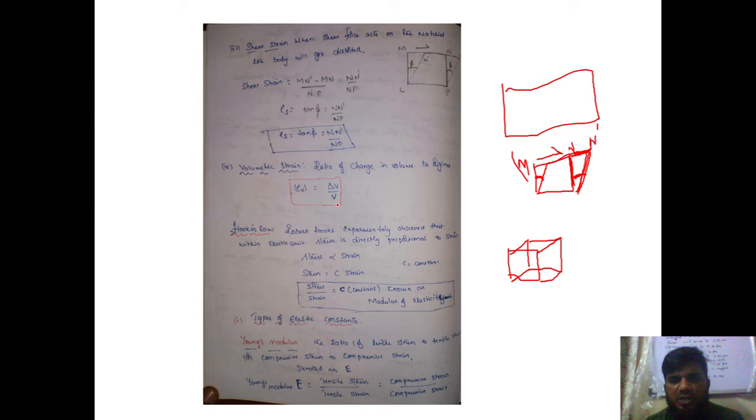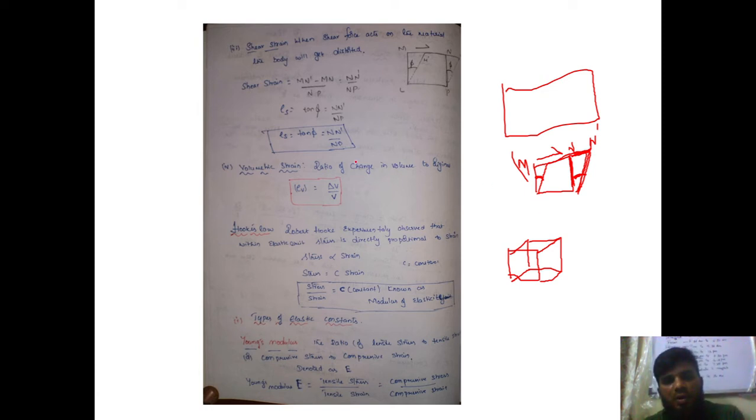If it is compression, the dimension will decrease. If it is tension, the object will enlarge. For example, when you blow air into a balloon, what happens to the volume of the balloon? The balloon enlarges. So what is the change in the volume relative to its original volume? We have to calculate that when we need to find the volumetric strain.